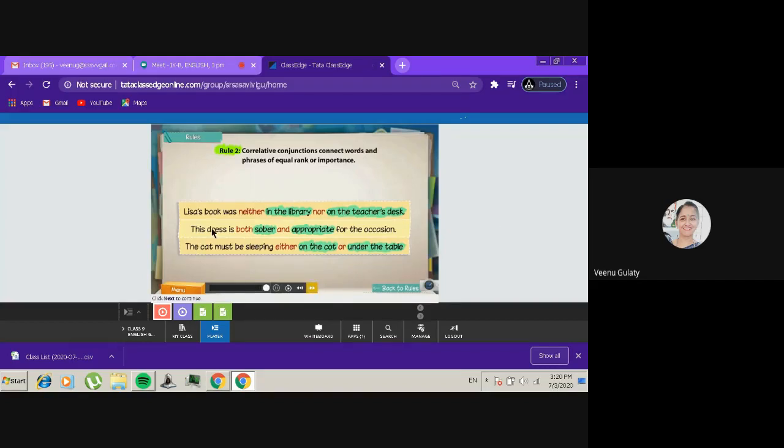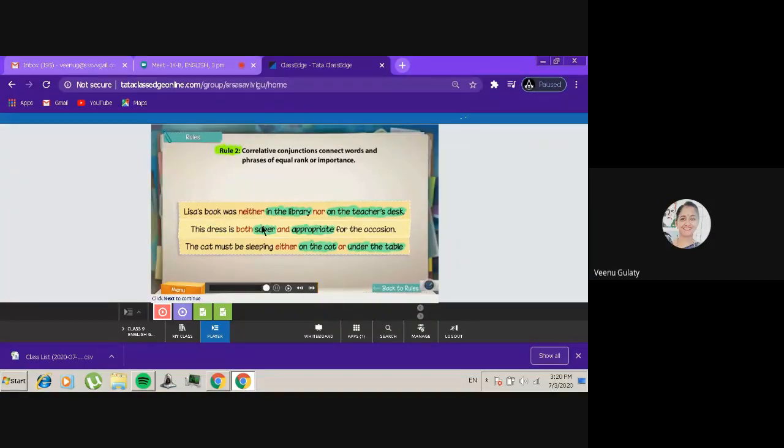Anybody who can read this loudly? Srishti, are you there? Ma'am. Yes, yes, ma'am. Okay. Someone else said ma'am before that. Who was it? Prakhar or Pushkar? Who was it? Kartik.